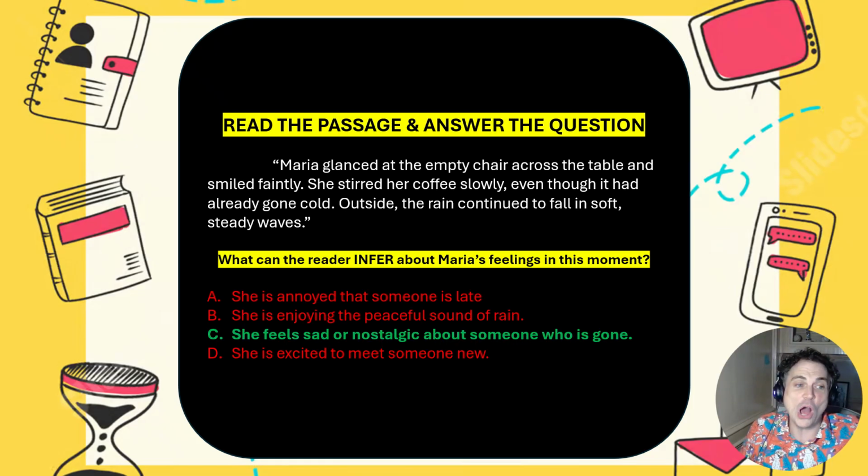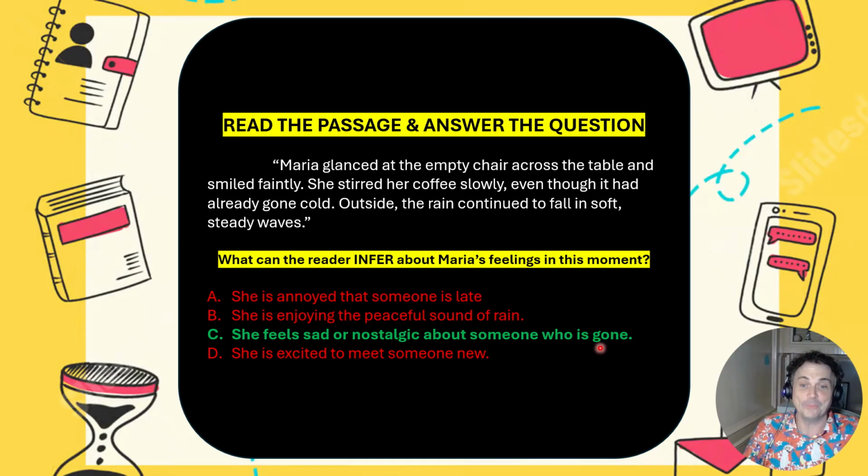All right, A's wrong. Maria is not annoyed that someone is late. There's no mention of clocks or impatience. That's not a good inference. And B is wrong, wrong, wrong. It's a trick answer. Maria is not focused on the rain at all. She doesn't even respond to the rain. Trick answer. Just because there's rain here and there's rain here doesn't mean that's automatically the answer.